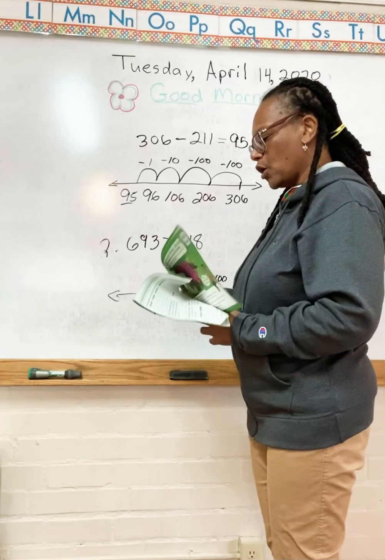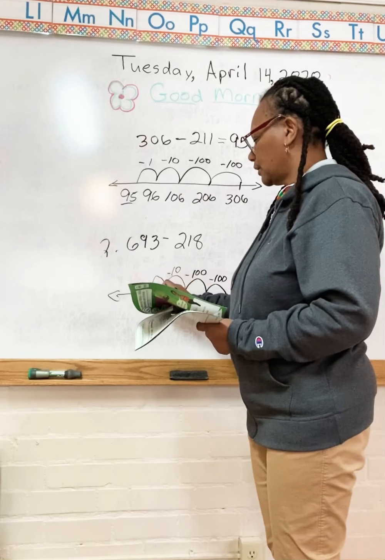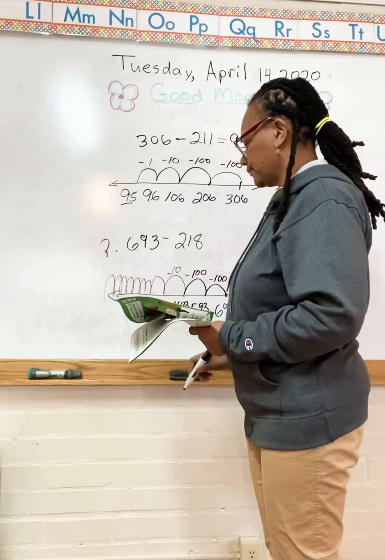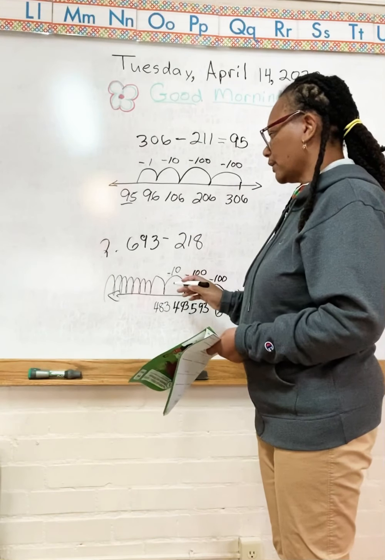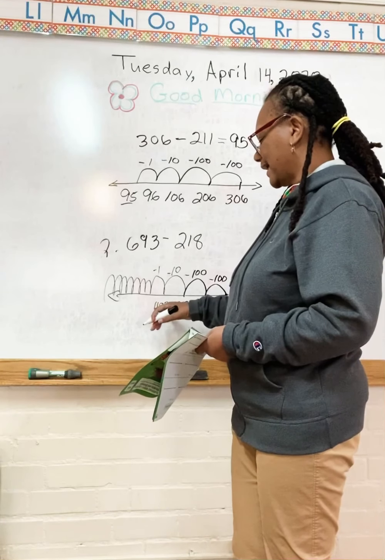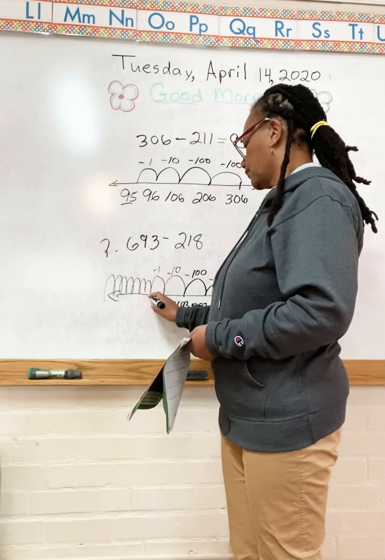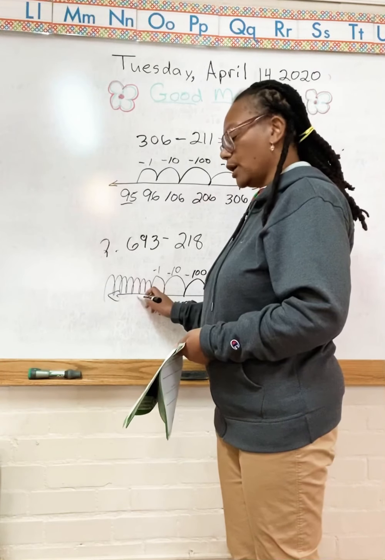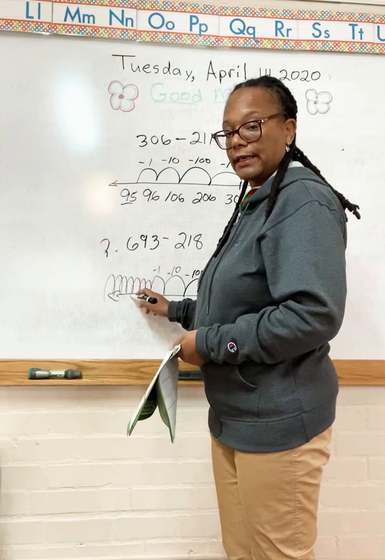Then we could go back 1, 2, 3, 4, 5, 6, 7, 8, because there's 8 in the ones place, or you can count backwards from 483. 482, 481, 480, 400, what comes before 80?